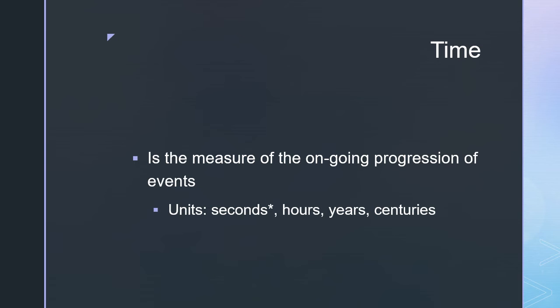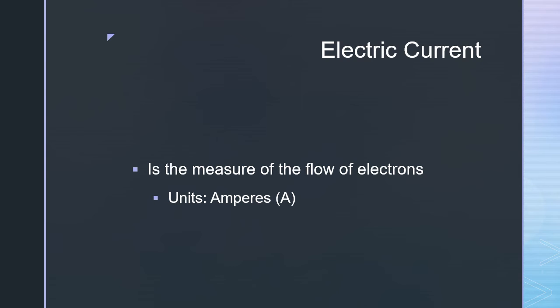Another of the 7 base units is time, which is difficult to define, but one way to define it is the measure of the ongoing progression of events. Appropriate units for time might include seconds, hours, years, centuries, millennia, but the official SI unit for this is seconds, abbreviated S. Another of the 7 base units is electric current, which is a measure of the flow of electrons through a system. The units for electric current are amperes, abbreviated with a capital A.